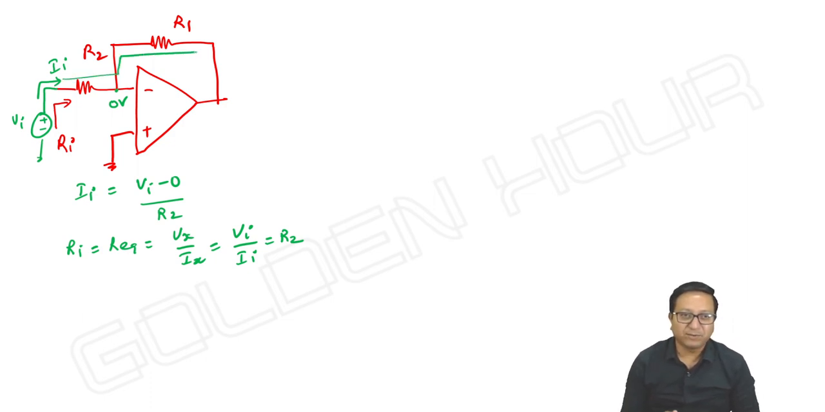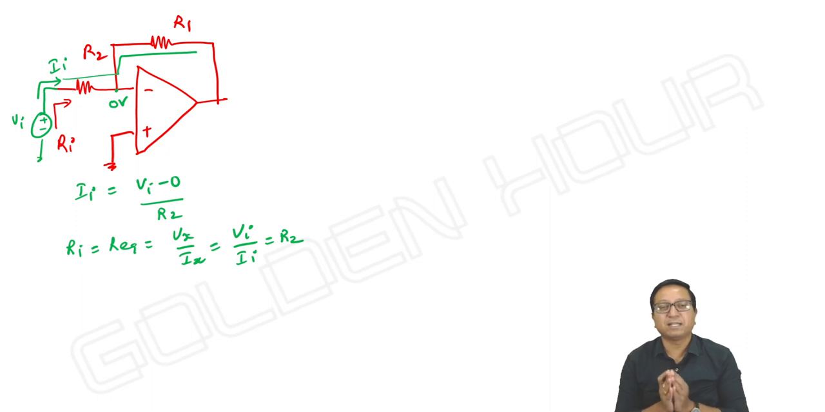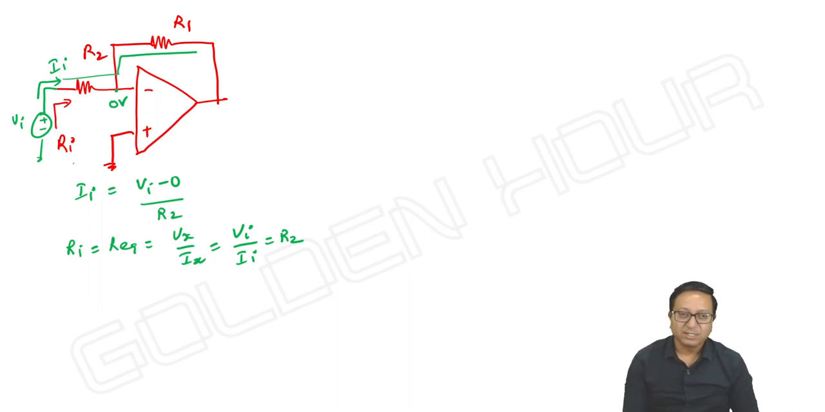What I am deriving is V input by Ii, source voltage by the current leaving the source. What is the value? It is R2. So the resistance looking from the source is R2. Ri is equal to R2 in this example.